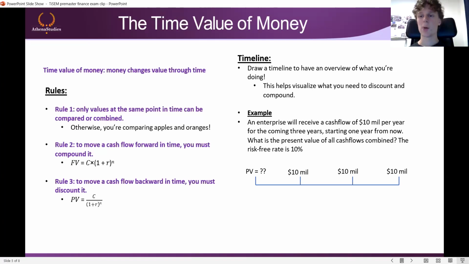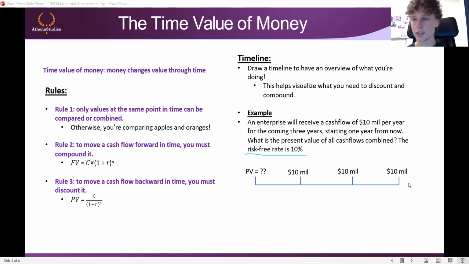Now, to give a quick example of how helpful this can be, I have another example question. An enterprise will receive a cash flow of $10 million per year for the coming 3 years, starting 1 year from now. So 1 year from the present, we will get a cash flow. And after that, 1 year after that, we will get another one. And 1 year after that second cash flow, we will get a third one of $10 million. And additionally, important to recognize here, it's hidden at the end, but the risk-free rate that we will work with is 10%.